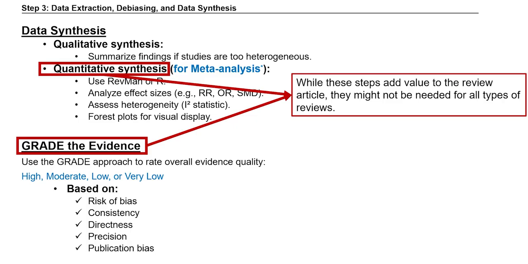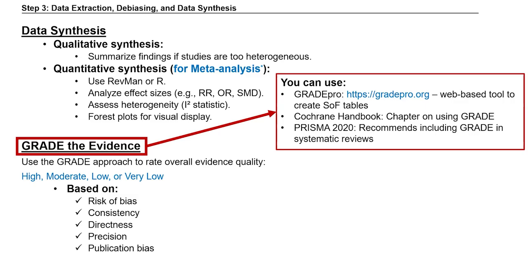Regarding the grade and how to grade the evidence, we should use the GRADE approach to rate the overall evidence quality. It is basically an expert part, or a part that should be done by an expert. So experts should assess the literature and grade them using high, moderate, low, or very low quality. And these gradings are based on the risk of bias, consistency, directness, precision, and publication bias.